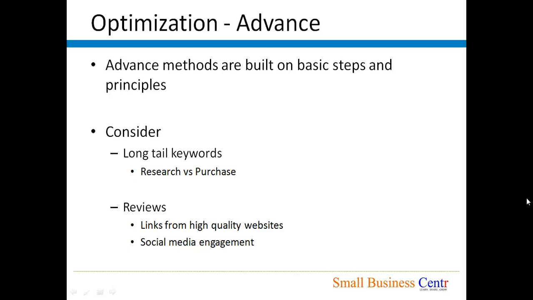So if I was thinking about buying a digital camera, where do I start my search? I would start by going to Google and typing in digital camera, right? Because right now I don't know. I only know that I want to buy a digital camera. I don't know what type of camera I want to buy. I don't know where I want to buy it. I am in a research mode. And people spend a lot of resources trying to optimize their website for these highly competitive keywords that are research keywords essentially, right?